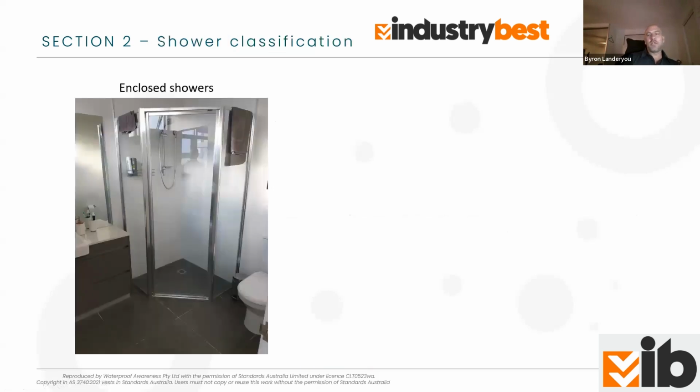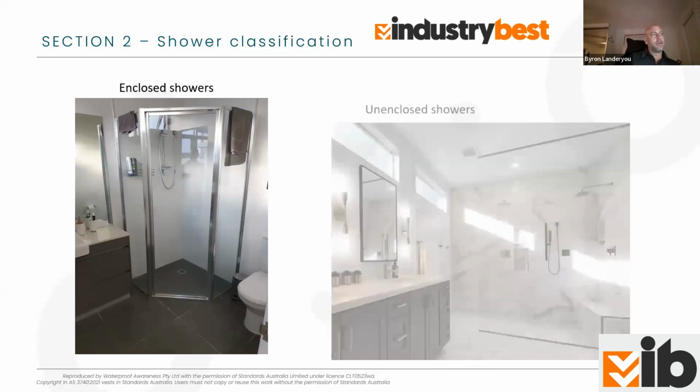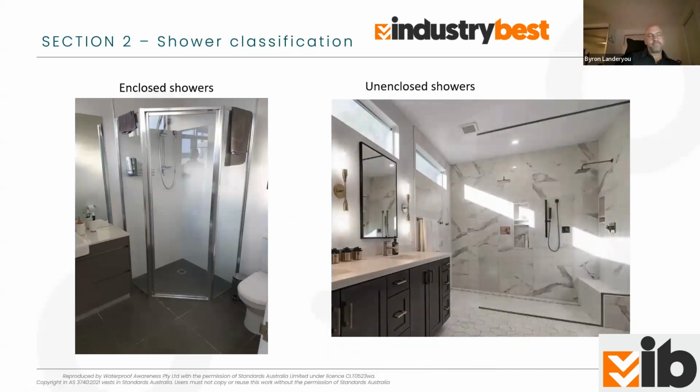So we've got an enclosed shower. We've got an unenclosed shower. So this picture on the left-hand side, we've got a fully framed glass shower screen, hobless shower, and then on the right-hand side, we've got a glass panel. Does anyone know, off the top of your head right now, what type of unenclosed shower this would be? Can you type it into the chat feature, please?